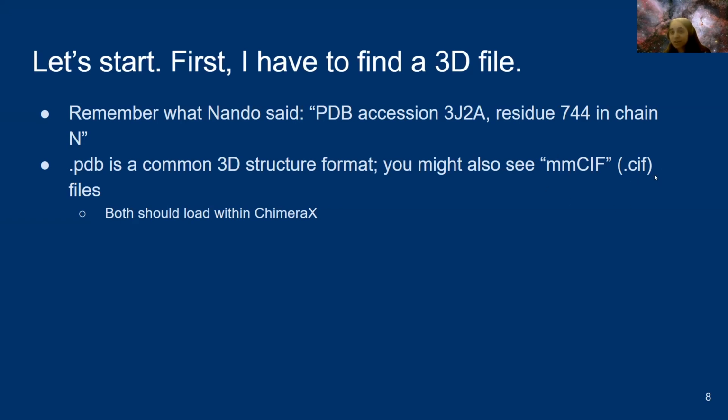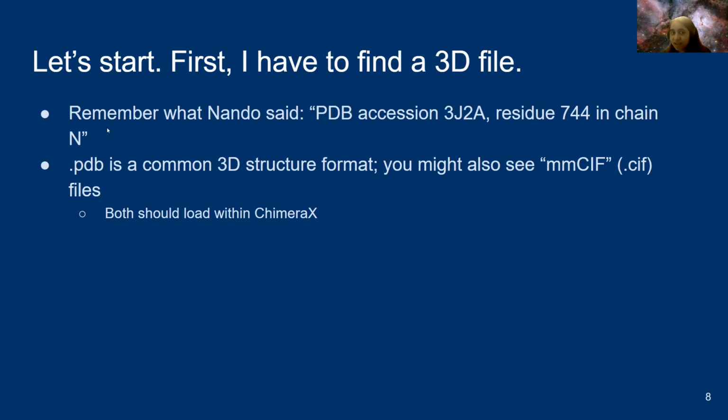Both of these are 3D files that should load within ChimeraX. And then if we look at some of the other things he said, this 3J2A, that is a unique identifier that we can use to find the 3D file. And then the rest of this information, residue 744, residue is just another name for what in Eterna we call a base. So we can think of this as, oh okay, I'm trying to find base number 744.